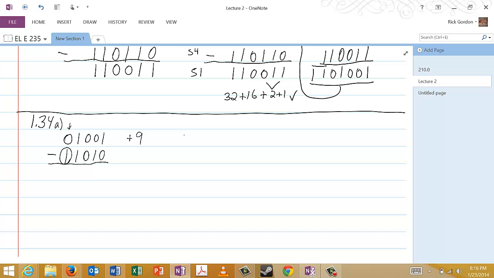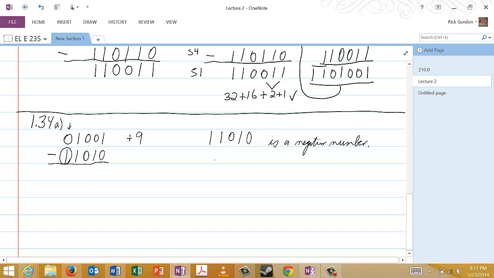So let me show you how you answer this question. We have 1, 1, 0, 1, 0. And I'm going to go ahead and write down that this is a negative number. And what negative number is it? That's our question.